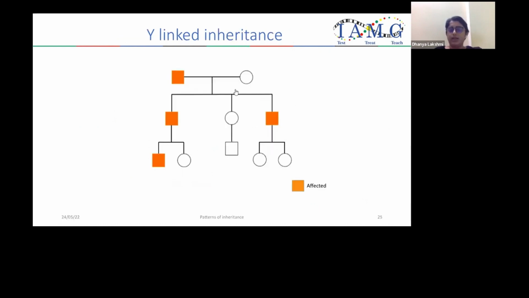Now coming to Y-linked inheritance. Here the phenotypic traits would be passed only from a father to his son. And some of the Y-linked traits include hairy pinna and some of the genes which are related to fertility.